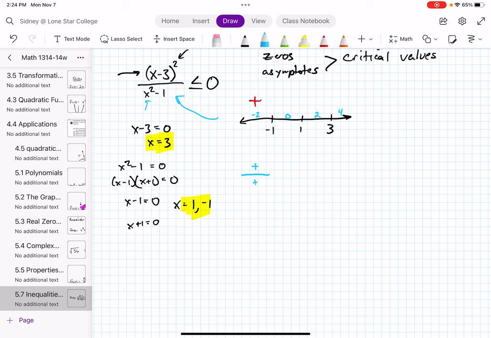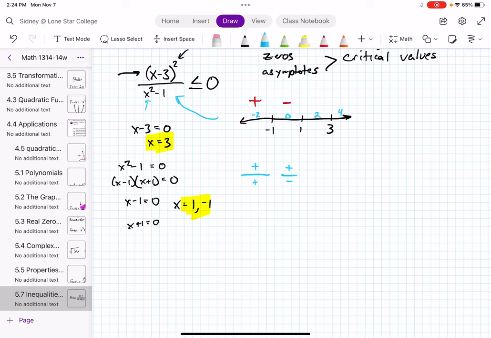All right, next, I plug in 0. 0 minus 3 is negative 3, and negative 3 squared is positive. I plug in 0, and I have 0 squared is 0 minus 1. That's negative. So this collectively gives me a negative value.